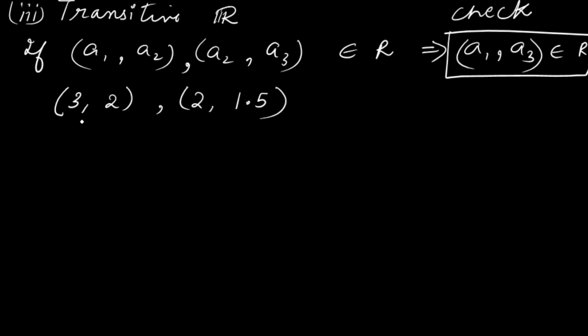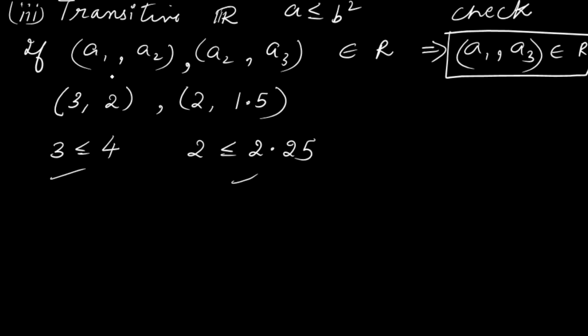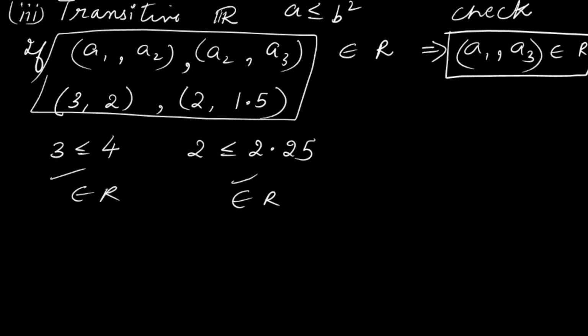So for these two ordered pairs, if you apply the relation, what is the relation? That A is less than or equal to B square. So you can see for both it is satisfied. 3 is less than or equal to 4. Yes, this is true. And 2 is less than or equal to 2.25. So this is true. So these belong to R. That is how we choose these ordered pairs.